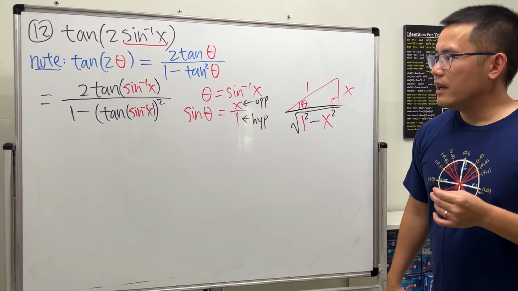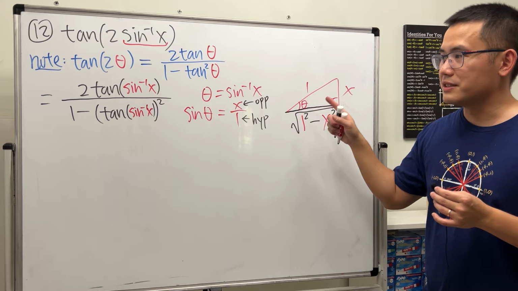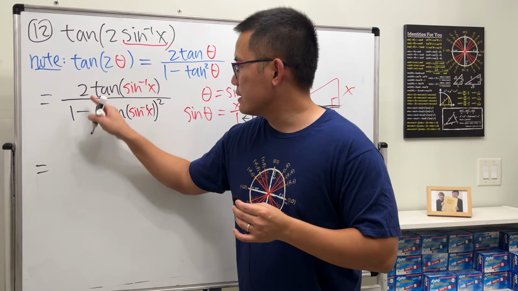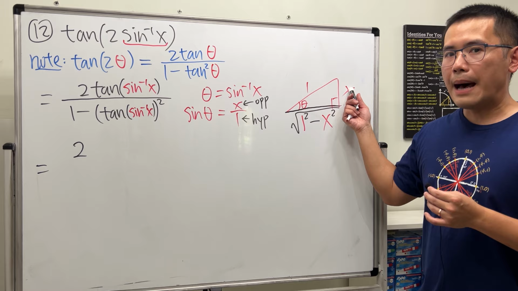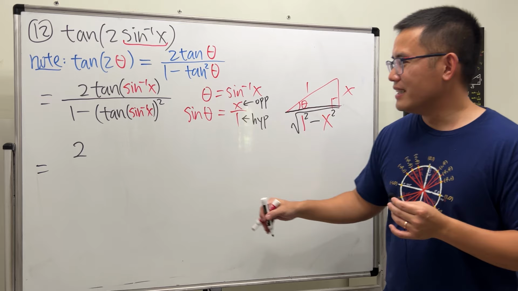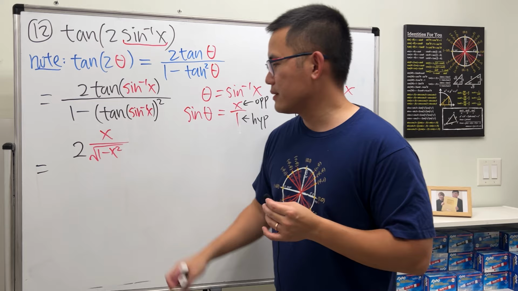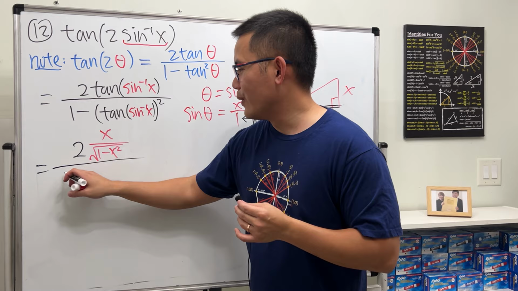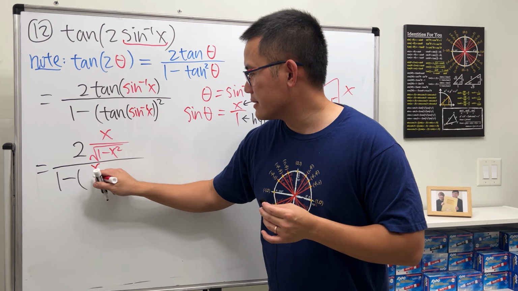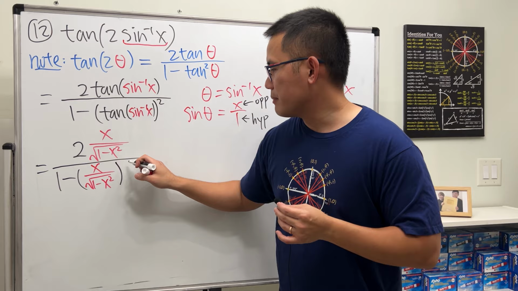So now, based on this triangle, let's figure out tangent of inverse sine x, which is tangent of this angle. First, we have a 2 right here. Just write that down. Tangent is opposite over adjacent. So we're looking at x over square root of 1 minus x squared. Continue. Over 1 minus. Inside, same thing. Opposite is x over hypotenuse is 1 minus x squared. But this time we have to square that.